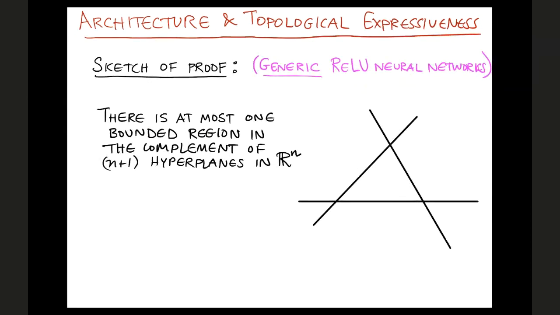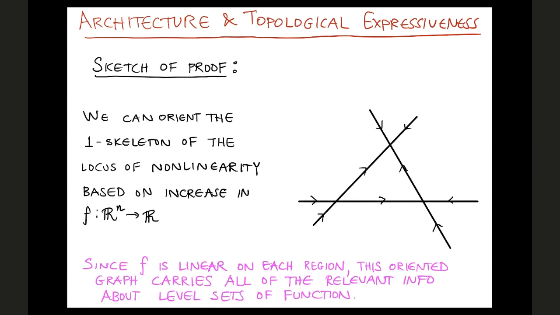So the idea here is, again, it's all just geometry. There's at most one bounded region in the complement of n plus 1 hyperplanes in Rn. This is actually true not just for generic hyperplane arrangements, but also for all hyperplane arrangements. But it's easy to prove for generic ones. Okay, so now the idea is that we can now orient the one skeleton of this locus of nonlinearity.